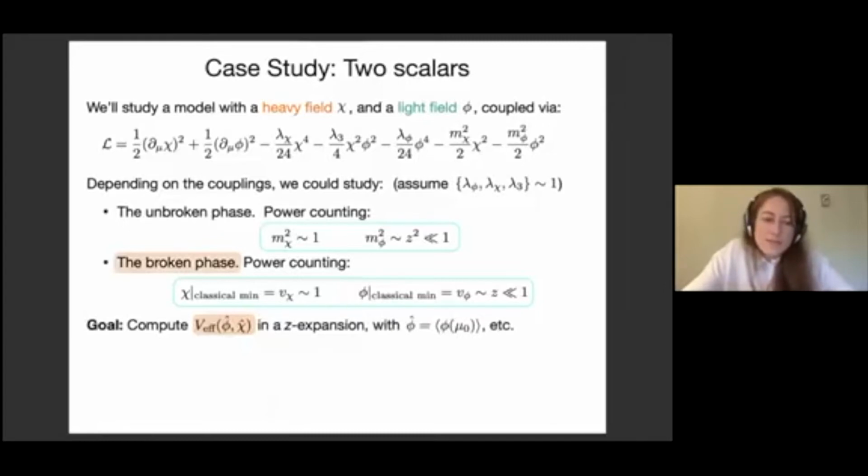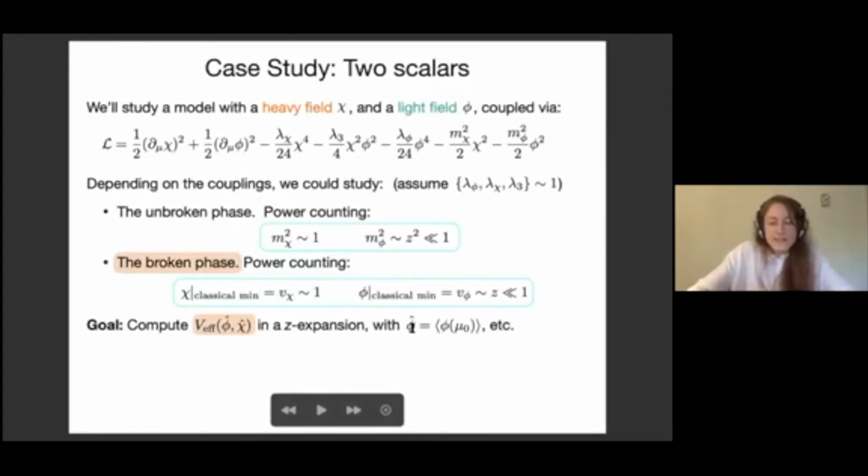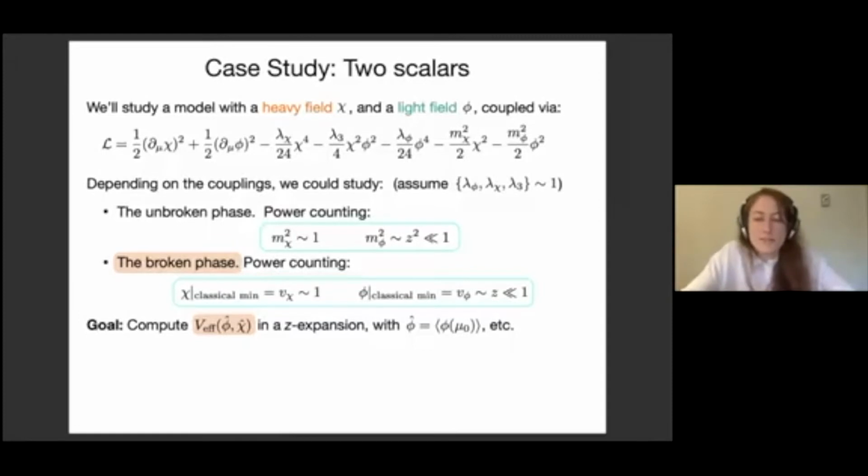And our goal is going to be to compute the effective potential as a function of the background fields phi hat and chi hat expanded in this z expansion for v chi much greater than v phi, where these phi hats and chi hats are vevs of phi and chi. We can give them at some reference high scale mu naught, but then we want to compute the improvement of the effective potential at some lower scale.